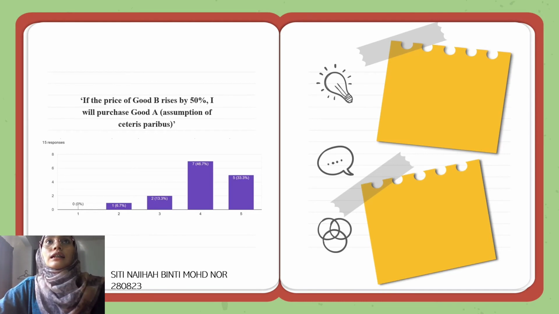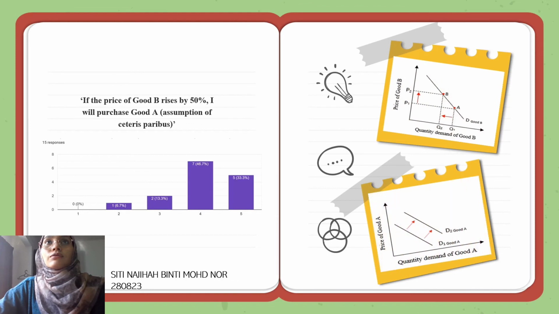So good A and good B are substitutes; the price of one and the demand for the other are directly related. As the price of good B rises, the demand for good A also increases, and the demand for good B changes from point A to point B. The price of good B rises from P1 to P2, causing the quantity demanded for good B to decrease from QD1 to QD2. This directly causes the demand curve for good A to shift to the right from D1 to D2.